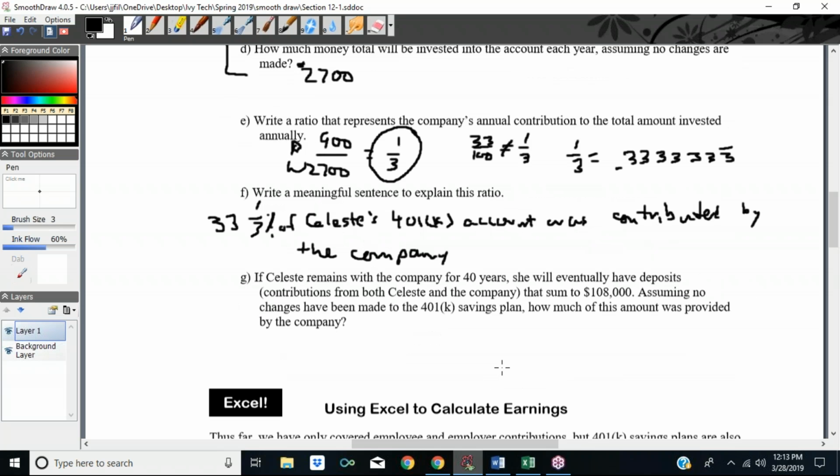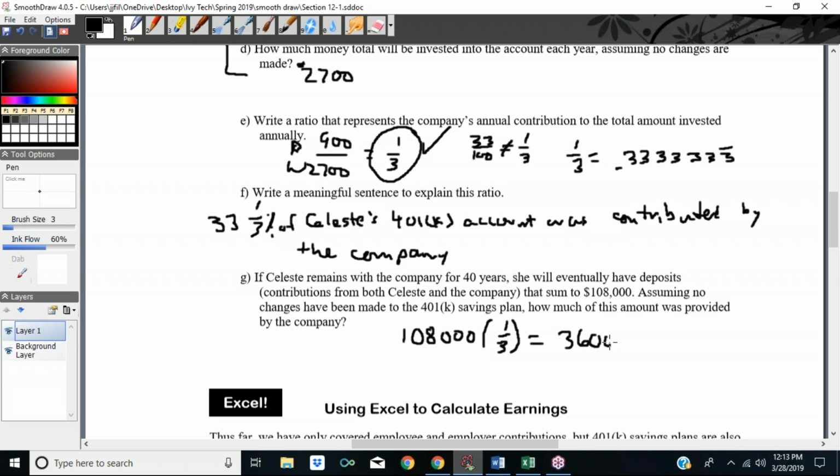And then let's finish this up with Celeste here. It says if Celeste remains with the company for 40 years, she'll have deposits that sum to $108,000. How much was provided by the company? So $108,000 altogether. How much of that would be provided by the company? And we found this ratio up here for a reason, because we want to just take that times 1/3 or divide it by 3. And I think it's going to be 36,000.